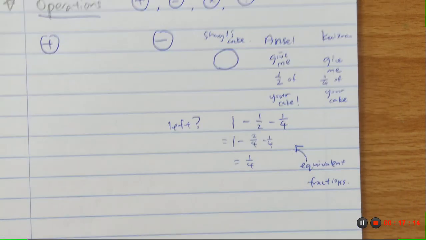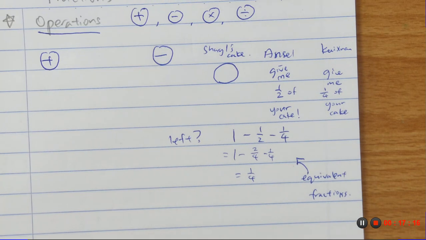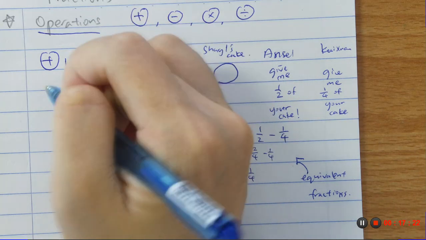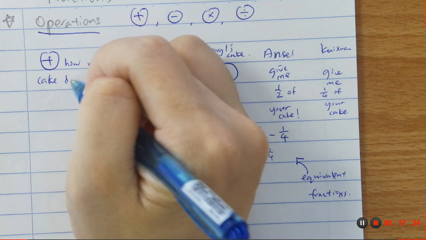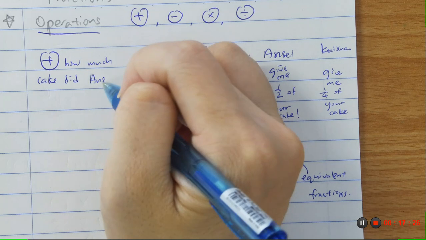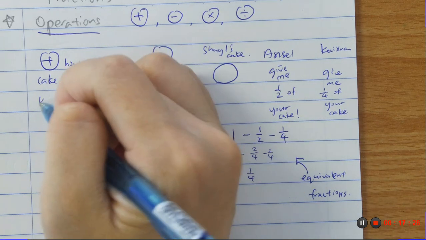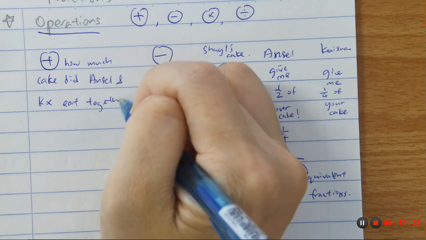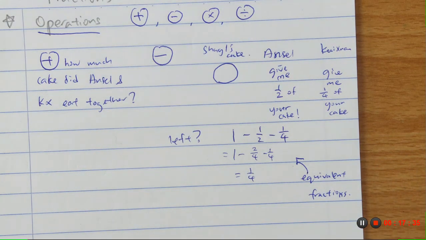Okay, so let's talk about addition. How much cake did Ansel and Kai Xuan eat all together?